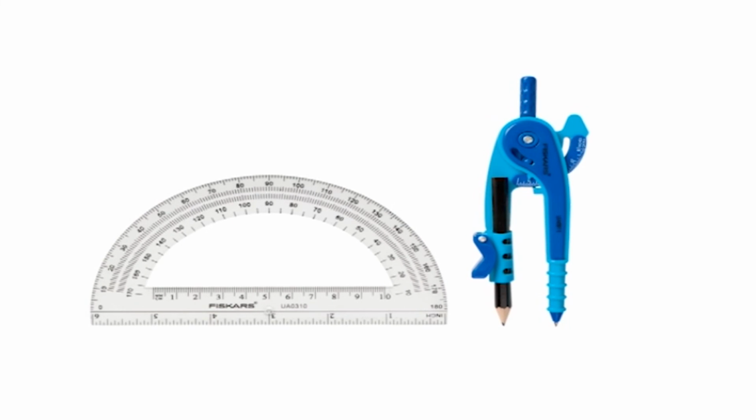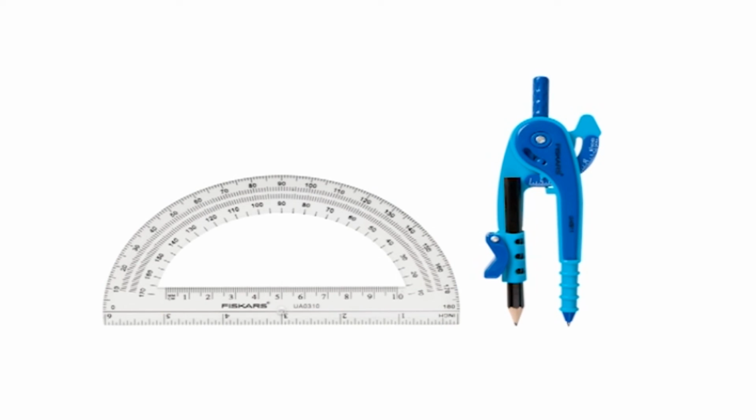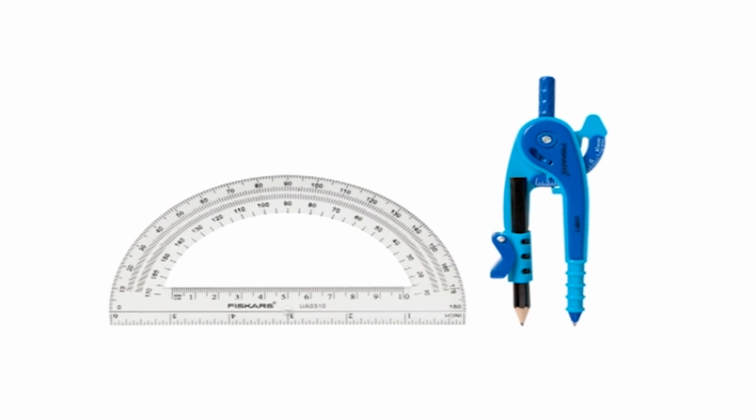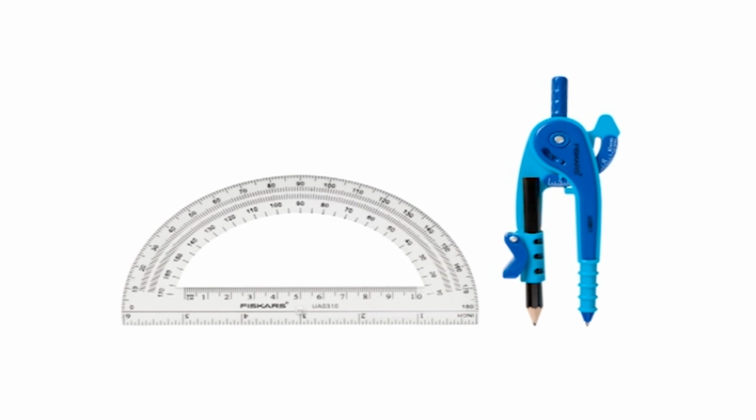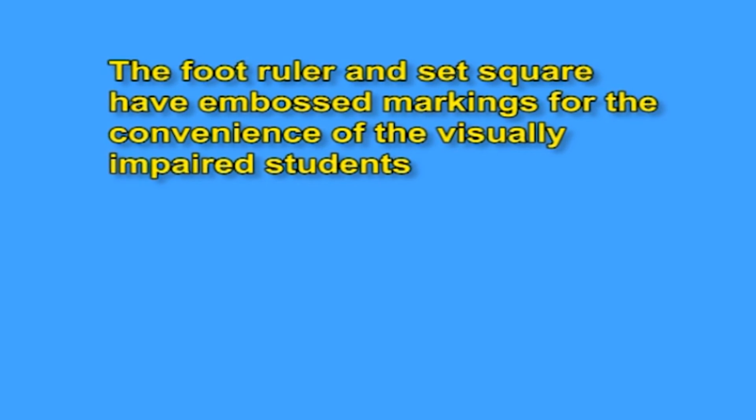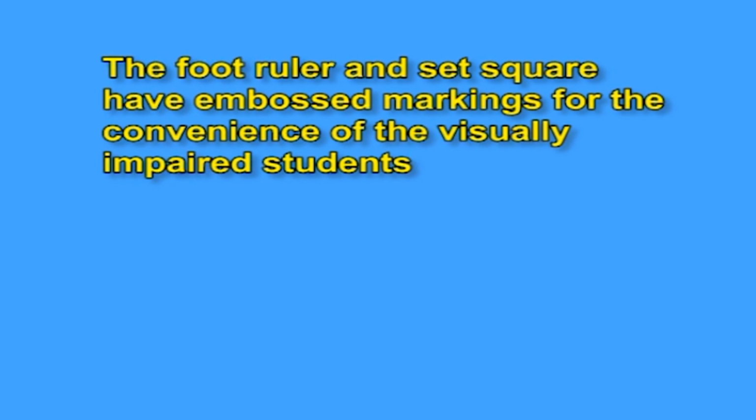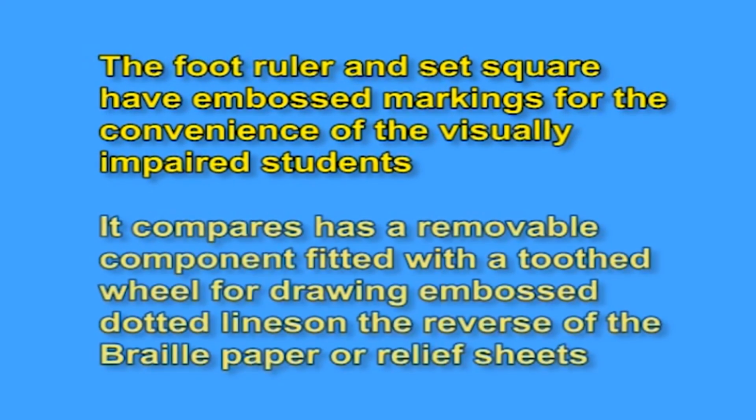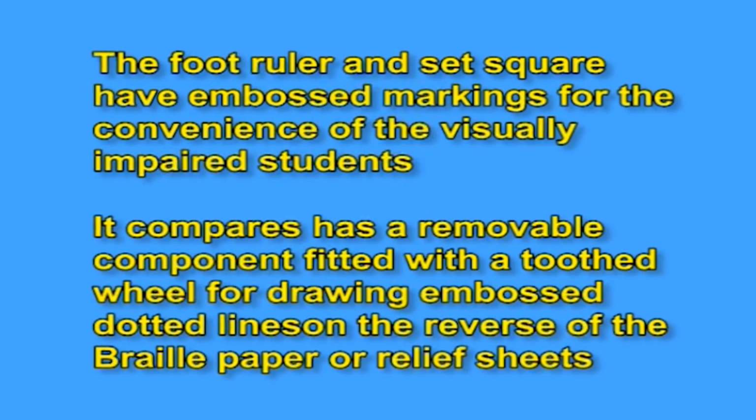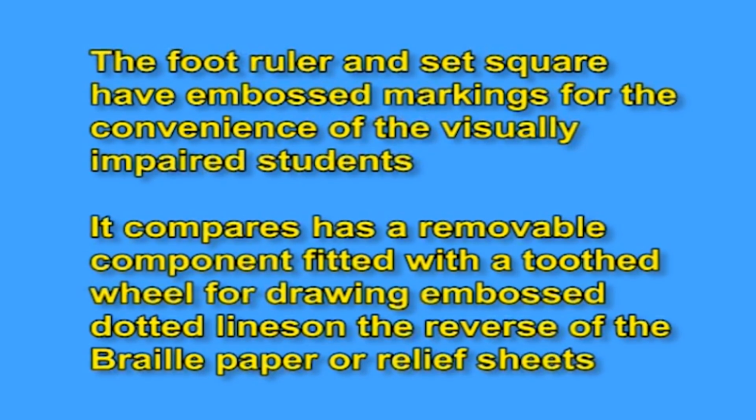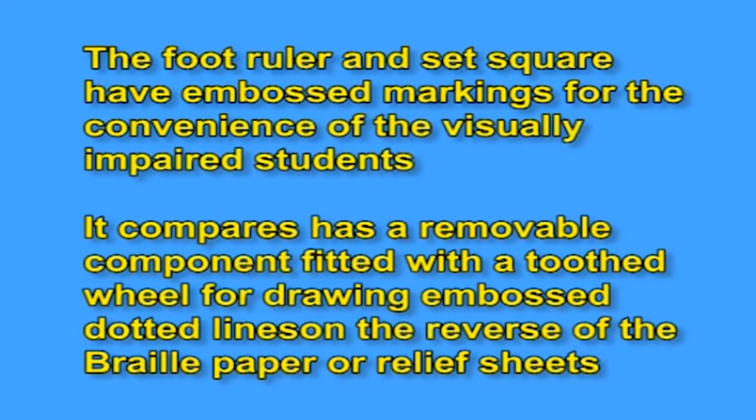The compass set includes a foot ruler, a protractor, and a set square in nylon, and a spur wheel. It enables visually impaired students to use the same techniques as their sighted counterparts. The foot ruler and set square have embossed markings for the convenience of visually impaired students. The compass has a removable component fitted with a toothed wheel for drawing embossed dotted lines on the reverse of the braille paper or relief sheets.